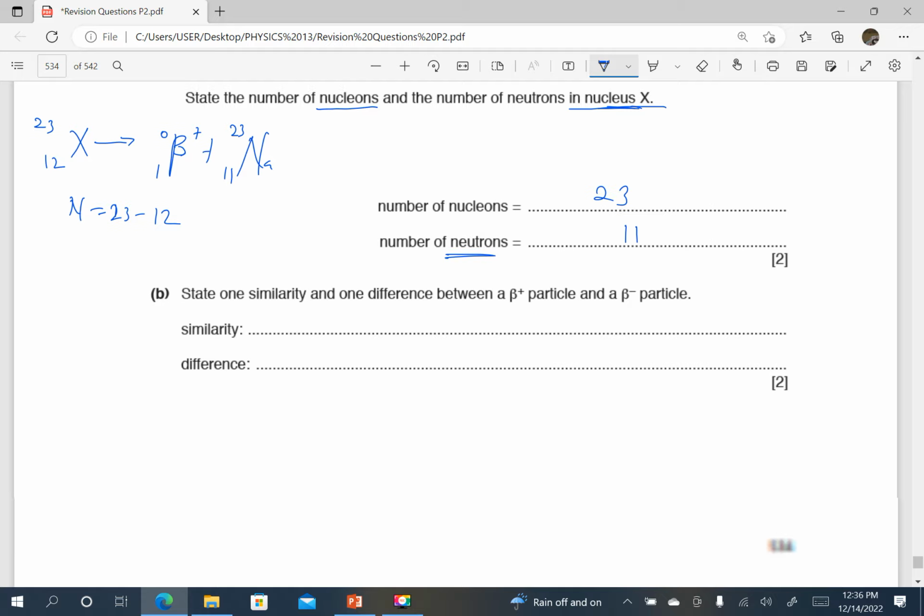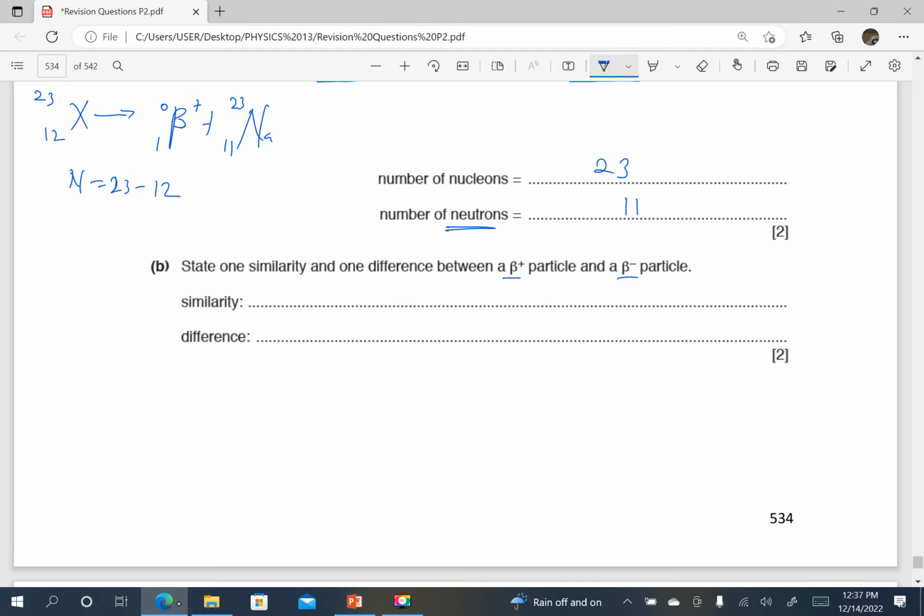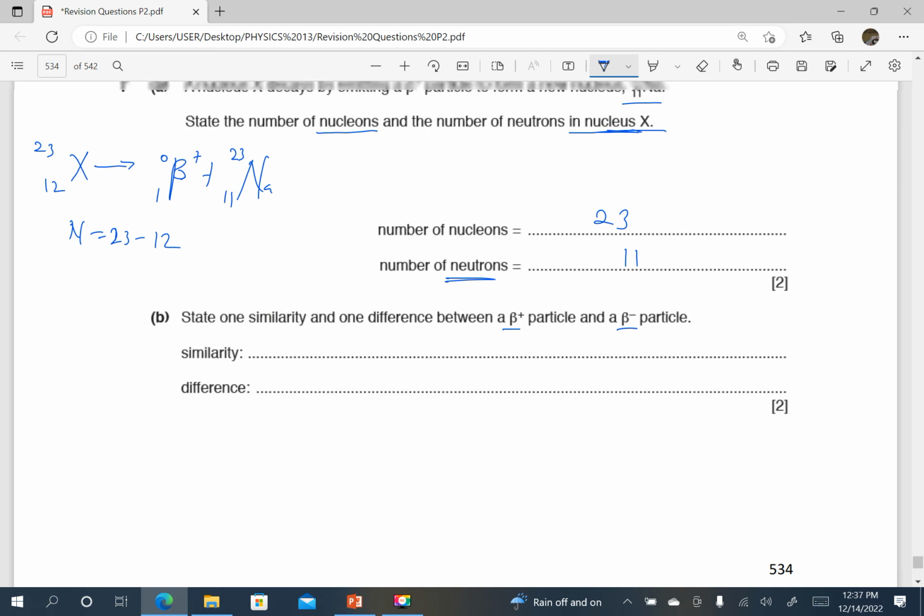State one similarity and one difference between beta plus and beta minus. Of course, both of these are fundamental particles. They have the same rest mass. They have equal magnitude of charge, 1.6 times 10 power negative 19 coulombs, magnitude. But of course, the charges have opposite signs. We know that beta plus is an antiparticle of beta minus, or antimatter of beta minus. Okay, so similarities, they have the same rest mass, that is the mass of the electron.